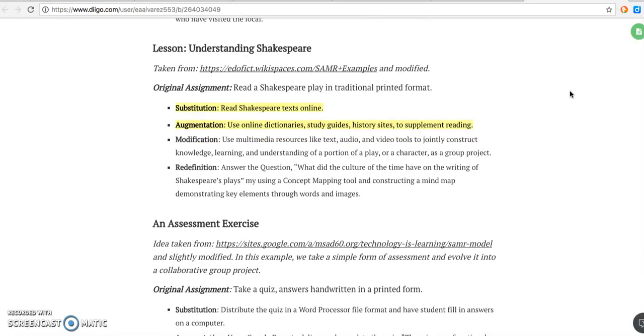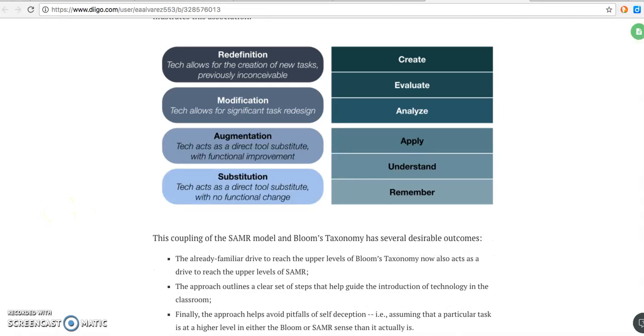And then an example from literature would be students reading Shakespeare texts online for substitution, and for augmentation using online dictionaries, study guides, things like SparkNotes online in order to get a deeper understanding of what the text is about. But again, it's not really changing their thinking and requiring them to think at a deeper level. So that is the basics for the difference between substitution and augmentation.